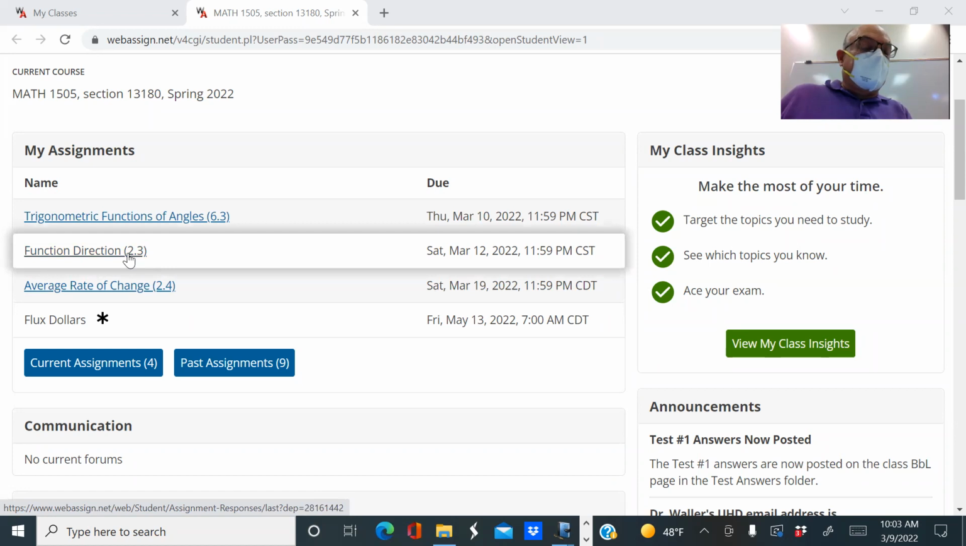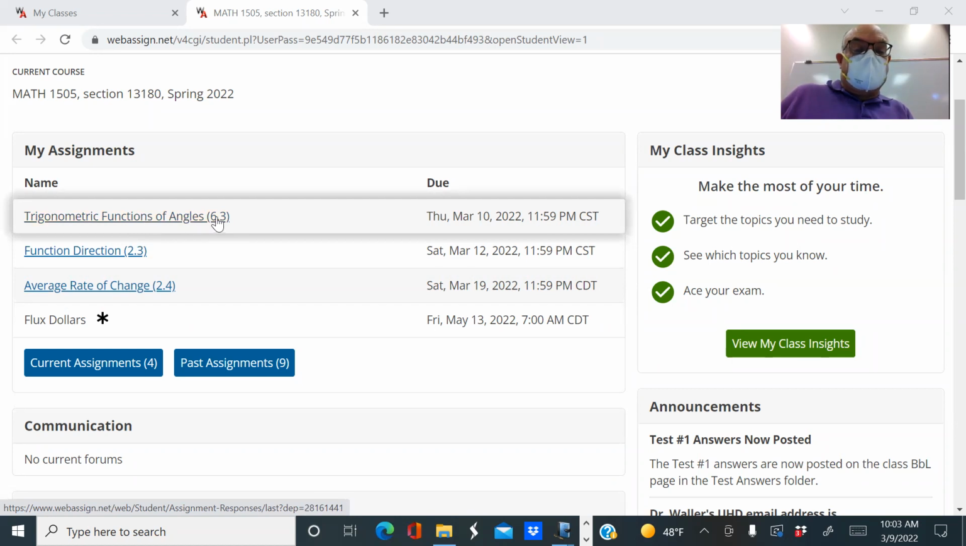Speaking of work, you do have some homeworks due. These are pretty short though. This one is a little bit longer, but most of the problems are pretty straightforward. The trig functions of angles. So that's due tomorrow. So don't forget about that, right?